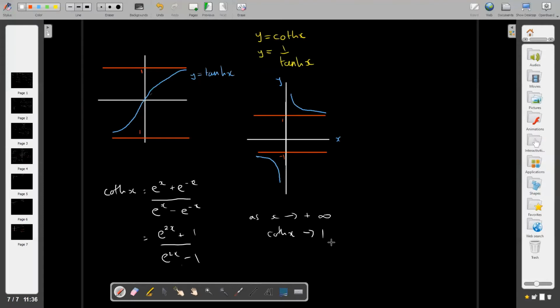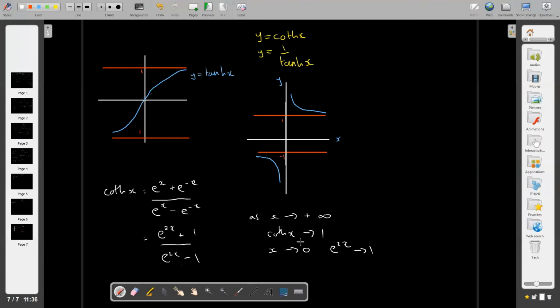On the flip side, as x tends to 0, well, this will become e to the 0, and e to the 0 is 1, so e to the 2x becomes close to 1. So as x tends to 0, e to the 2x becomes close to 1, and so 1 minus 1, well, that's undefined, isn't it? So essentially this is going to explode. It's going to get larger and larger.